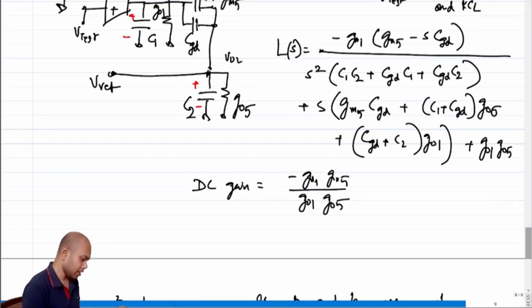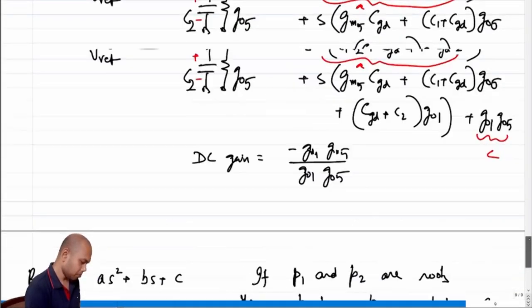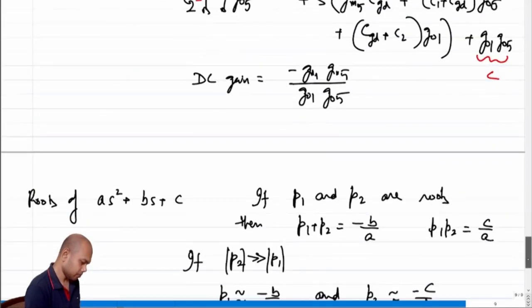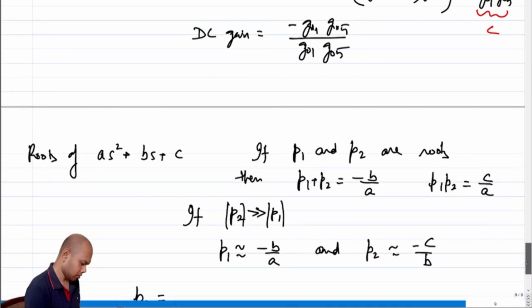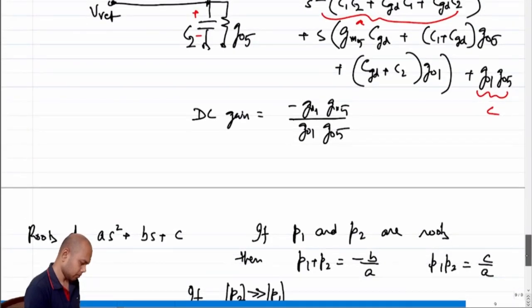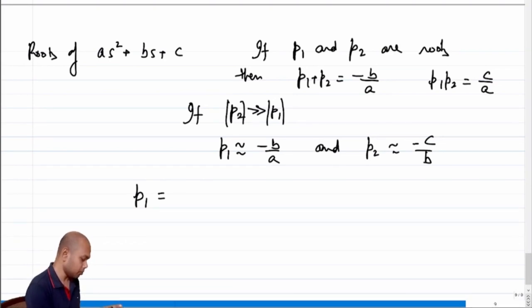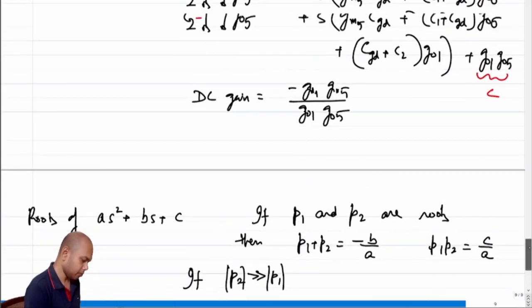So in this case, what is A? This is A, what is C? This is C, and the middle term is B, correct? Let's put those terms back. So what is P1 in our case? Sorry, I made a mistake here. If P2 is much more than P1, then P2 is approximately minus B over A, and P1 is minus C over B. So P1 will be minus C over B, right?